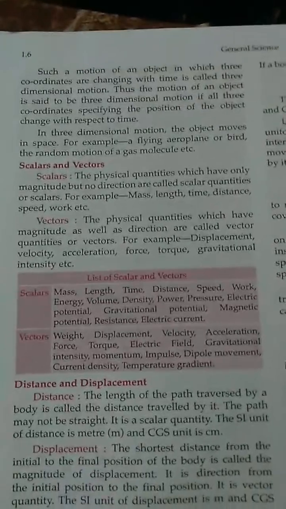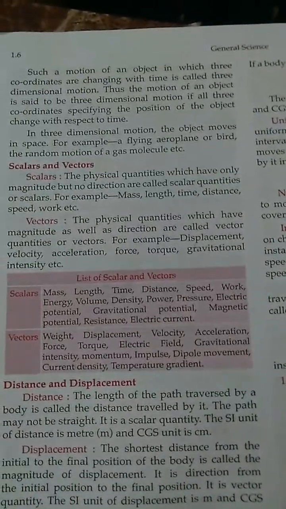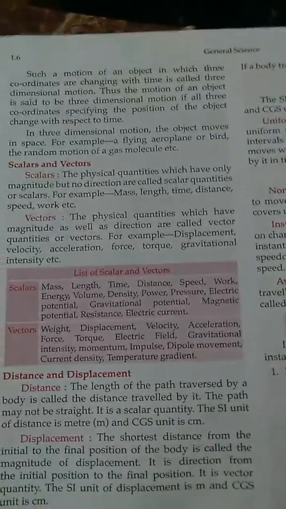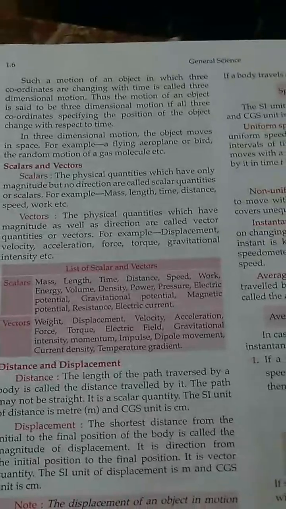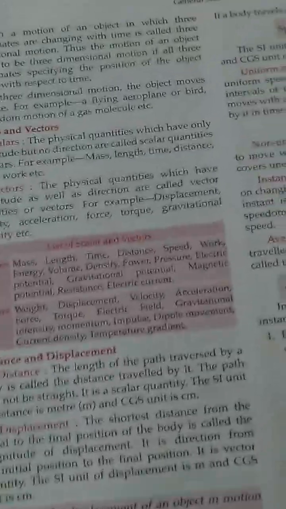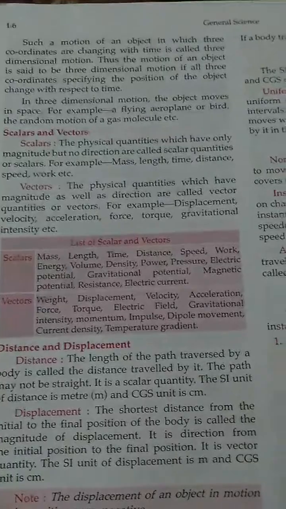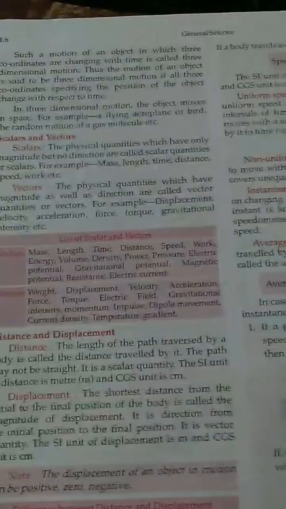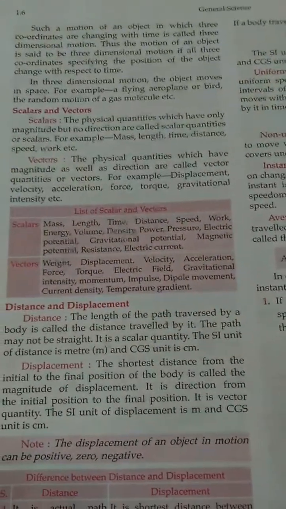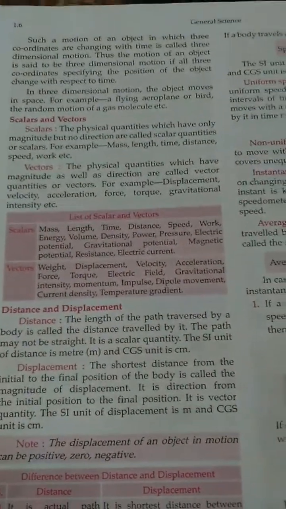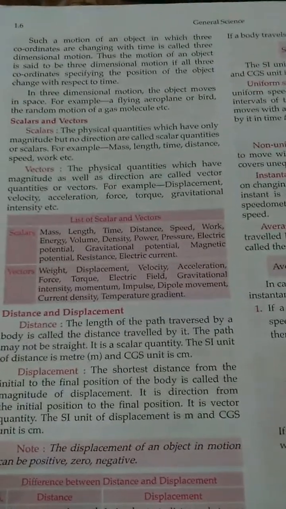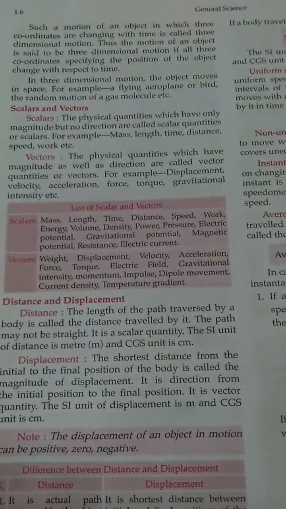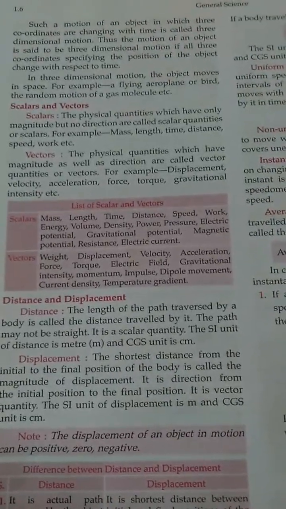Scalars and vectors. Scalars: the physical quantities which have only magnitude but no direction are called scalar quantities or scalars. For example, mass, length, time, distance, speed, work, etc. Vectors: the physical quantities which have magnitude as well as direction are called vector quantities or vectors. For example, displacement, velocity, acceleration, force, torque, gravitational intensity, etc. List of scalars and vectors. Scalars: mass, length, time, distance, speed, work, energy, volume, density, power, pressure, electric potential, gravitational potential, magnetic potential, resistance, electric current.